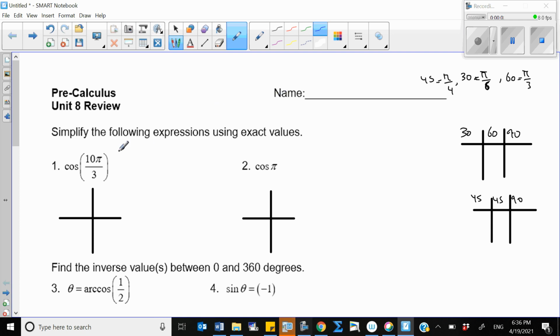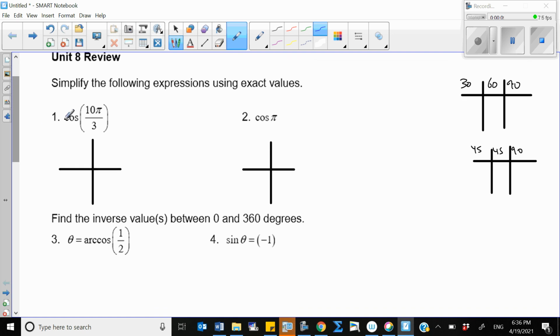Everyone, let's work on some of the review questions together. The first question is asking us to find the exact value of cosine of 10 pi over 3. When we have an angle and we want to find a trig function related to that angle, the first thing we need to do is to graph this angle.